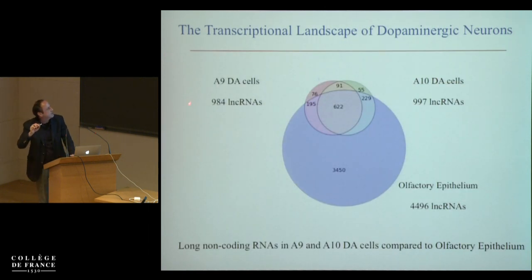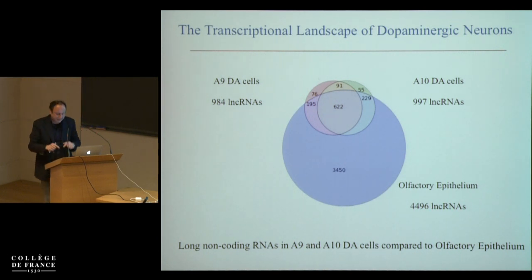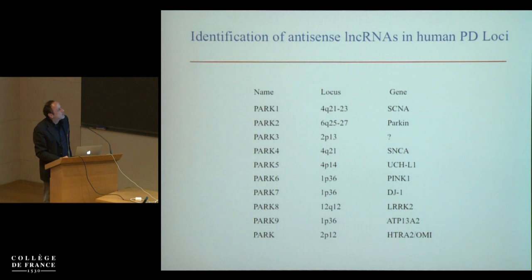But this is just to tell you the first characterization of long non-coding RNA expression. By comparing long non-coding RNA expression data with olfactory epithelium nanoCAGE data, we found 76 long non-coding RNAs that are selectively expressed in A9 neurons and 55 that are expressed in A10 neurons, and an additional 91 that are shared by the two. Now, by in situ hybridization, we have to validate this data and see if, for instance, lincRNAs could be interesting candidates to look for subtypes of dopaminergic cells. But let's go a little bit deeper in the characterization.